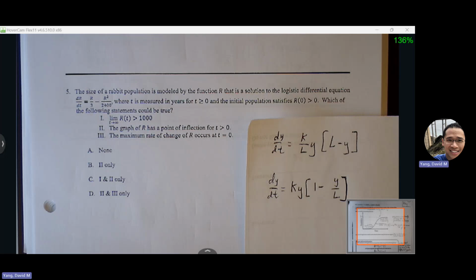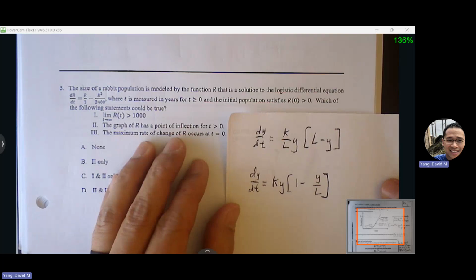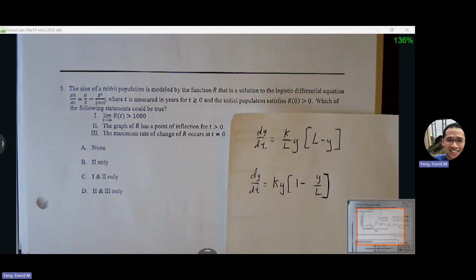Okay, the size of a rabbit population is modeled by the function r that is a solution to the logistic differential equation dr/dt, where t is measured in years, where t is greater than or equal to 0, and the initial population satisfies r of 0 is greater than 0. Which of the following statements could be true?